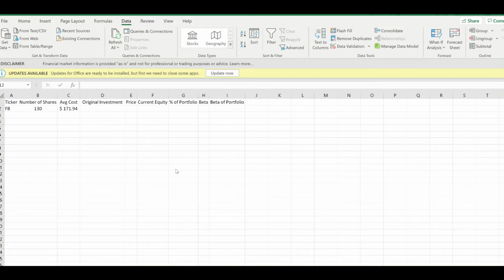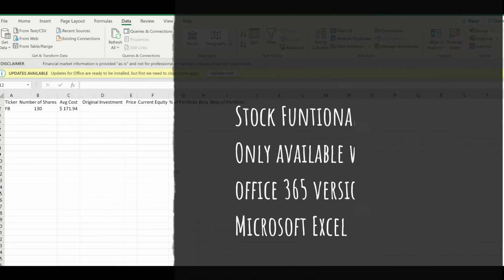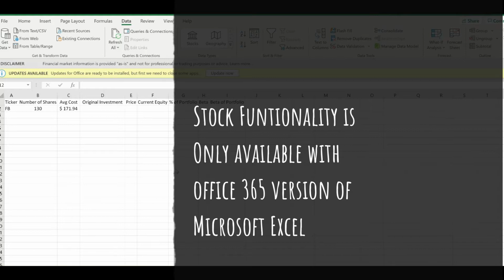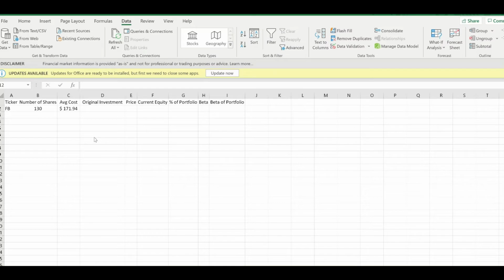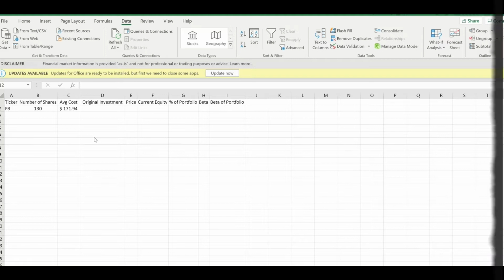So let's create a hypothetical portfolio comprised of 10 to 12 stocks, and let's calculate the beta of that portfolio. The stock functionality is only available in the Office 365 version of Microsoft Excel. So I'll pause for a few seconds for you to create the following columns, and then you can follow along to create a spreadsheet that tracks the beta of your portfolio. So let me pause for a few moments.